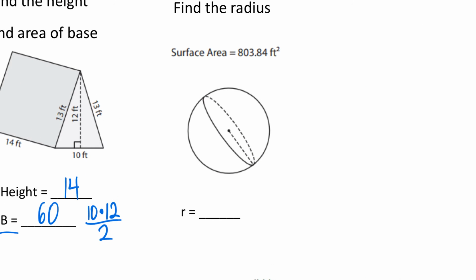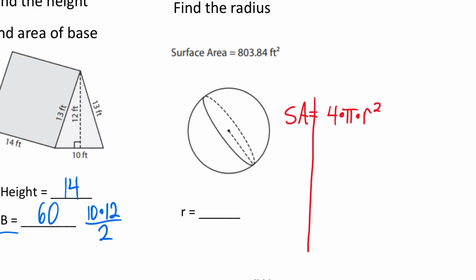Okay, on this one, we are given the surface area and we're looking for the radius, so we're working backwards. We'll talk about the formulas more in just a second, but for now the surface area of a sphere is 4 pi r squared. This time we know the surface area and we're looking for the radius. So I'm going to plug in 803.84 for SA.